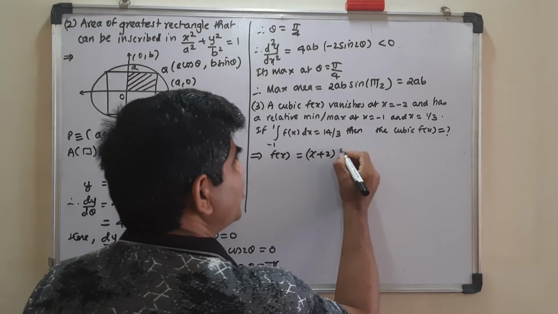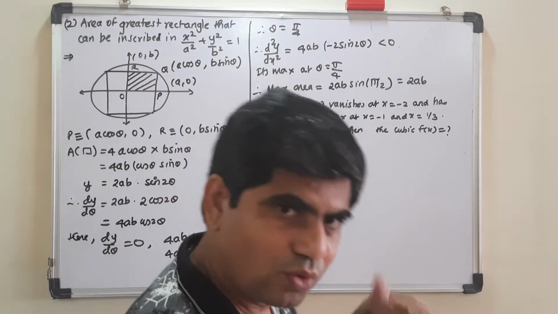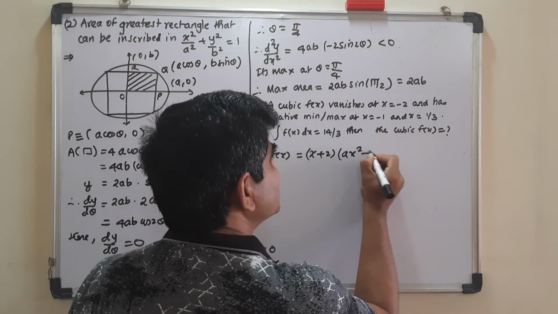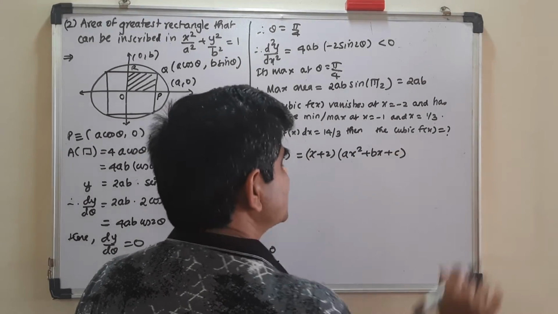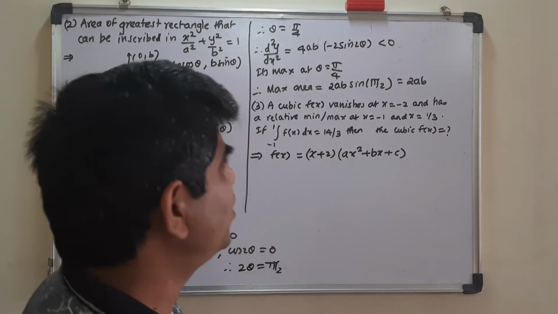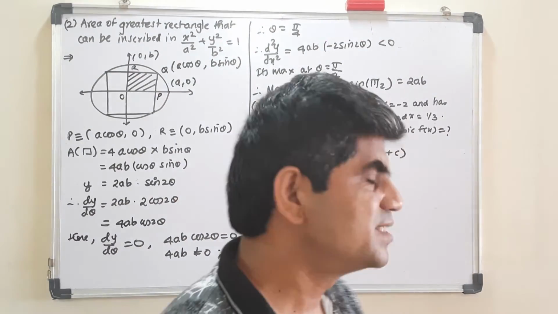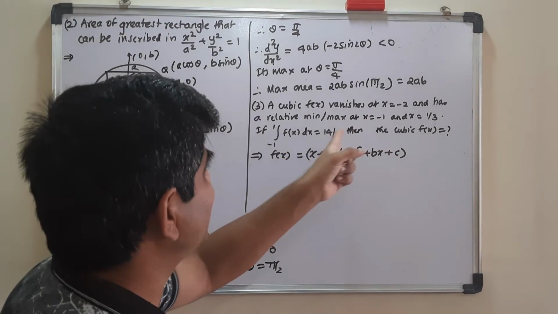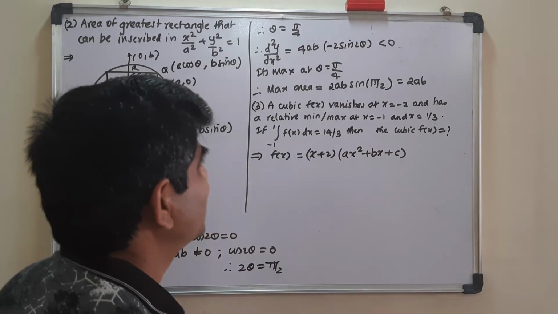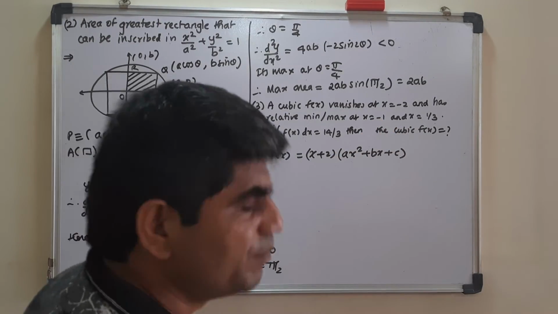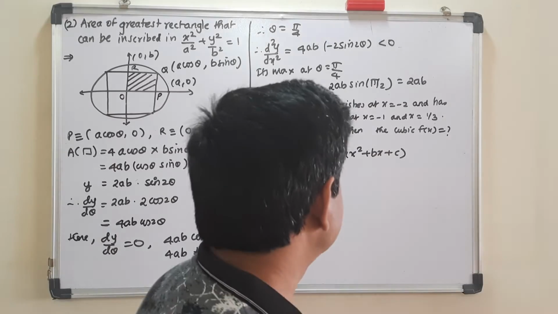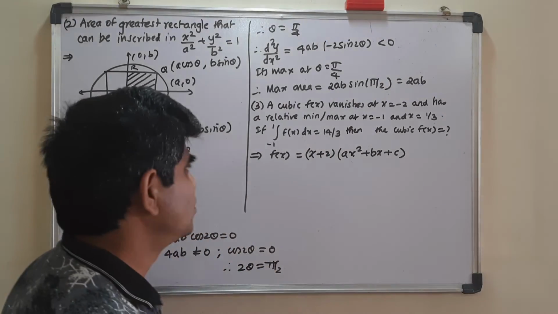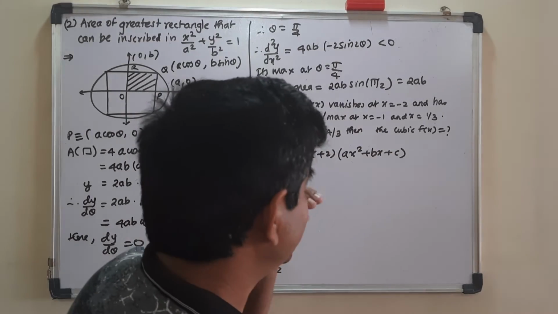And the second factor will be obviously quadratic because x will multiply to quadratic, then we will get a cubic equation. So I can take it as ax square plus bx plus c. Let it be this much. That means I am only interested to find what will be my a, b and c now. It has a relative minimum at x is equal to minus 1 and maximum at x is equal to 1 by 3. So minimum and maximum is talked about. That means I need to take obviously your first derivative and second derivative. Sorry, first derivative first and then we'll talk about second derivative.